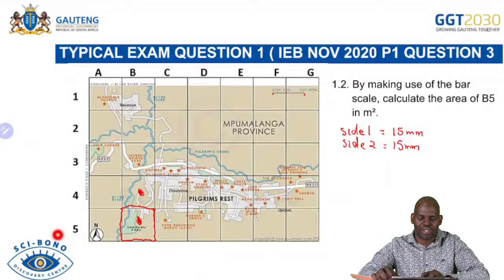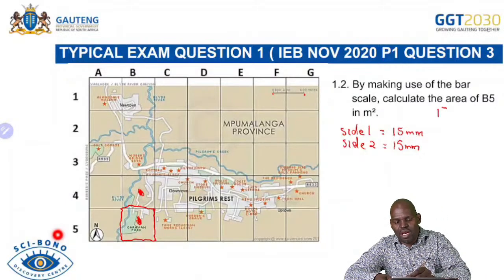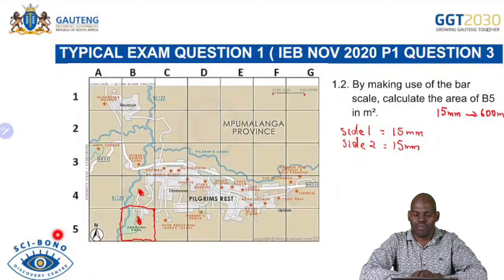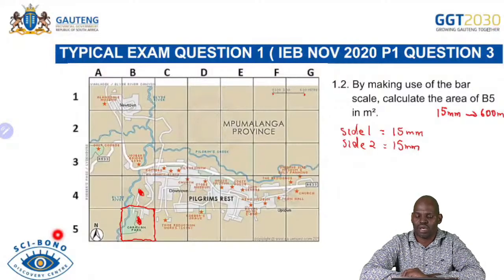if I measure it, I also get 15 millimeters. It's actually the same as 600 meters in reality. That 15 millimeters, according to the bar scale, is indicated as 600 meters. But when I measure it with a ruler, I get 15. So it means 15 millimeters is equal to 600 meters.